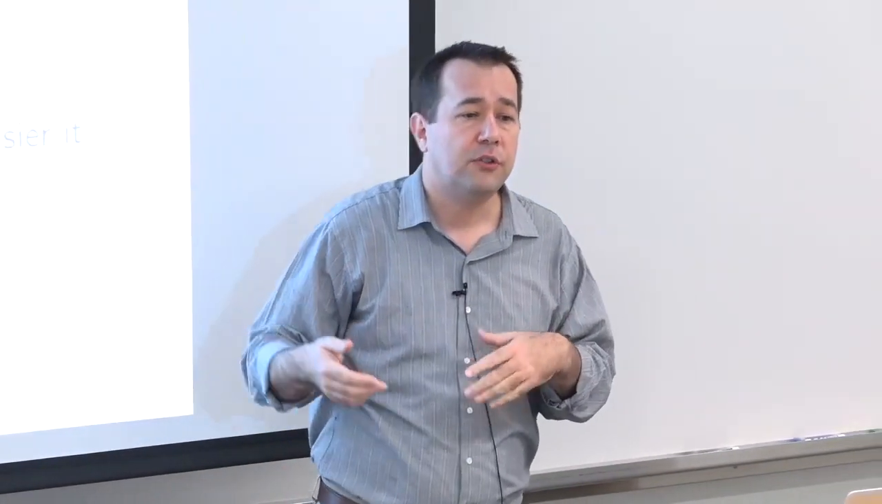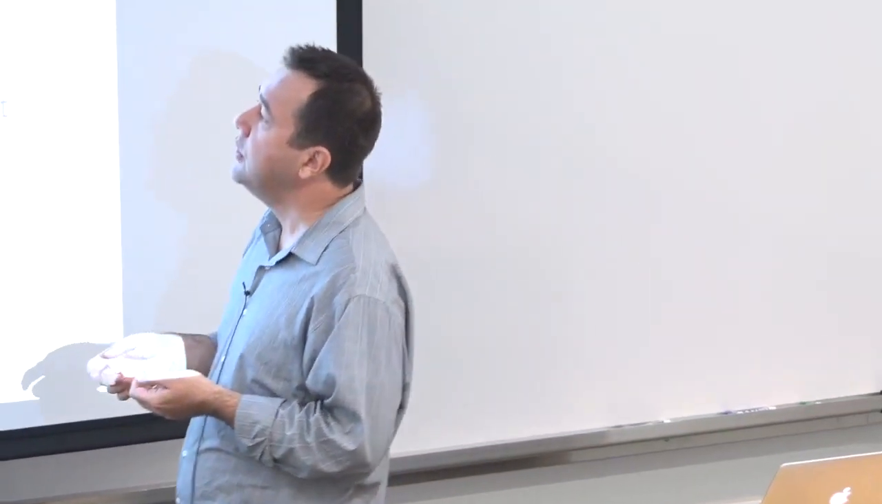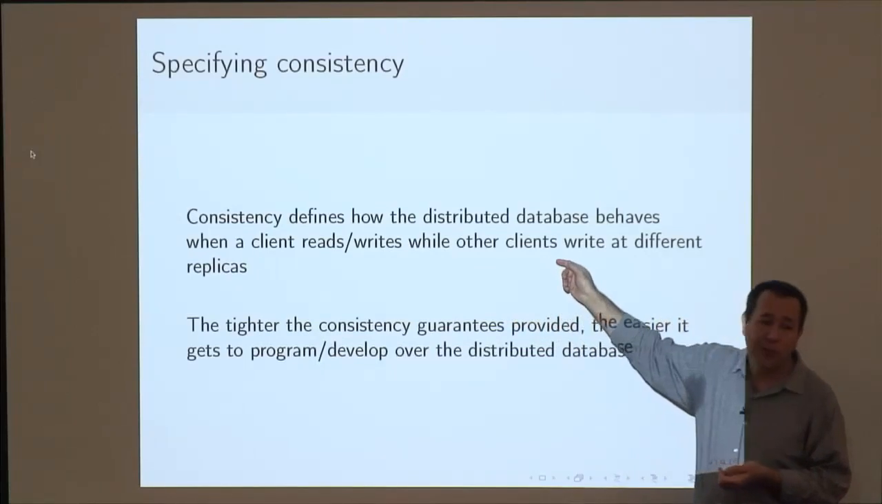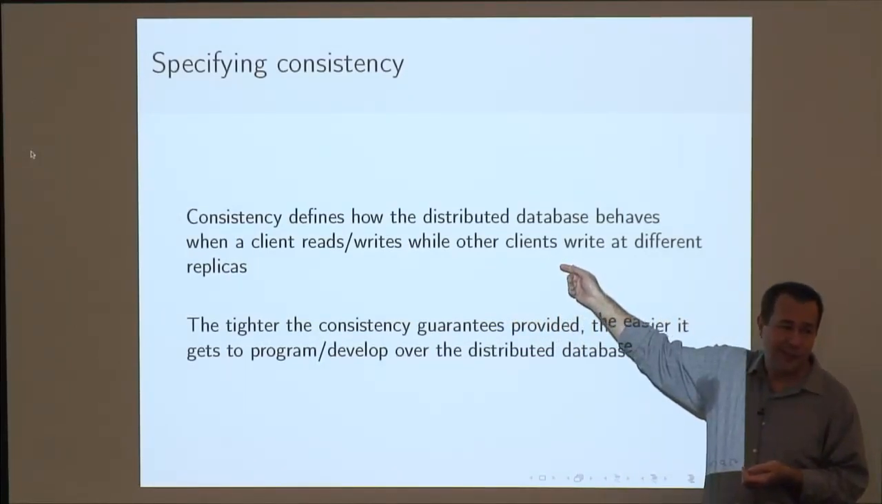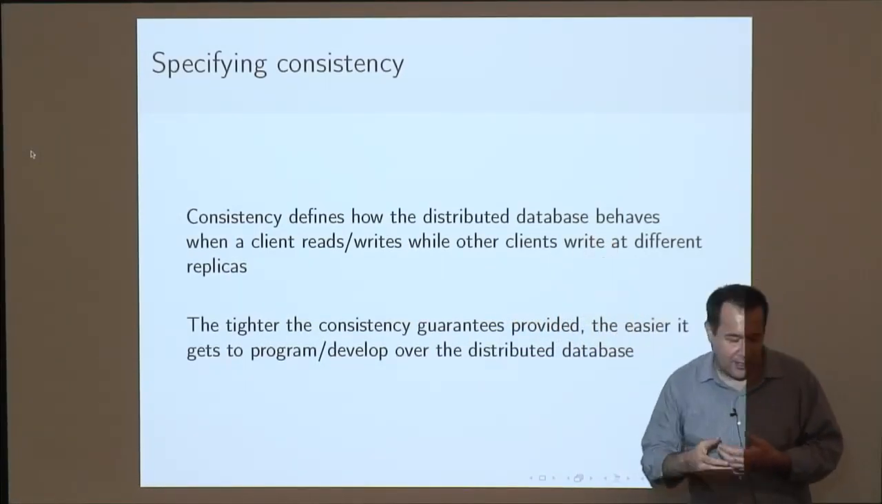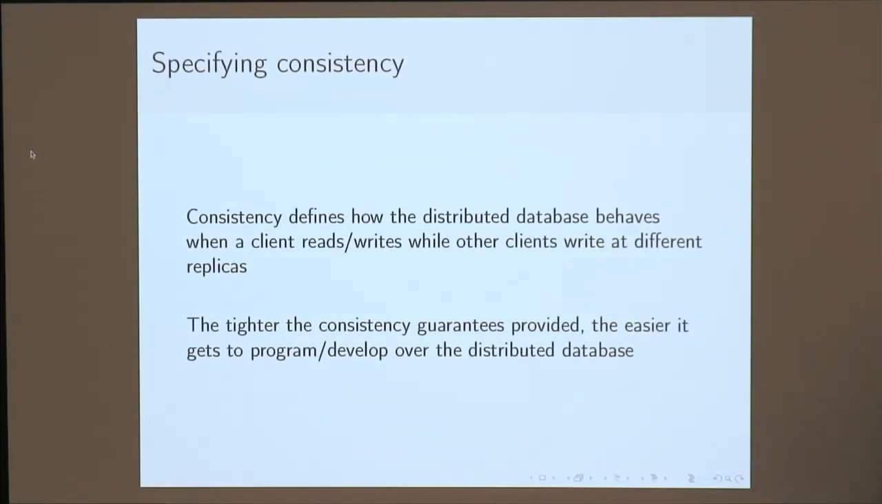How do you order the writes with respect to each other? What do you return for the read and write when there are other writes in the vicinity? So this is all goes under the consistency guarantees.